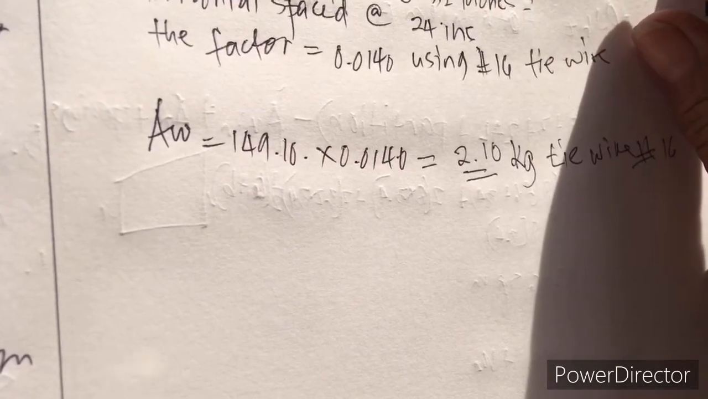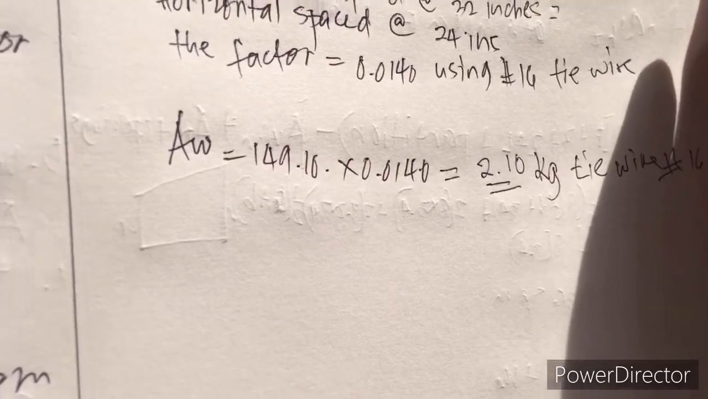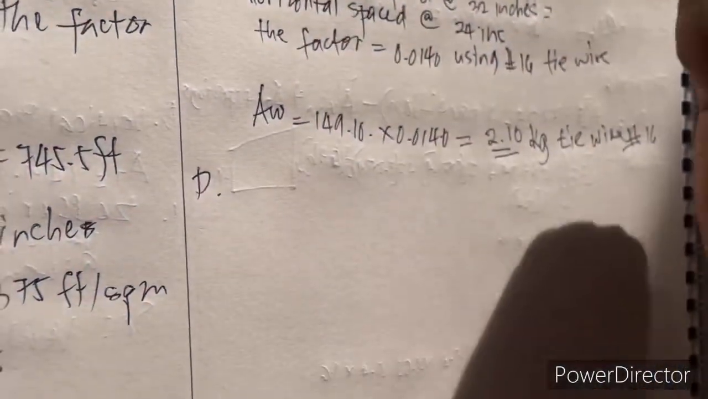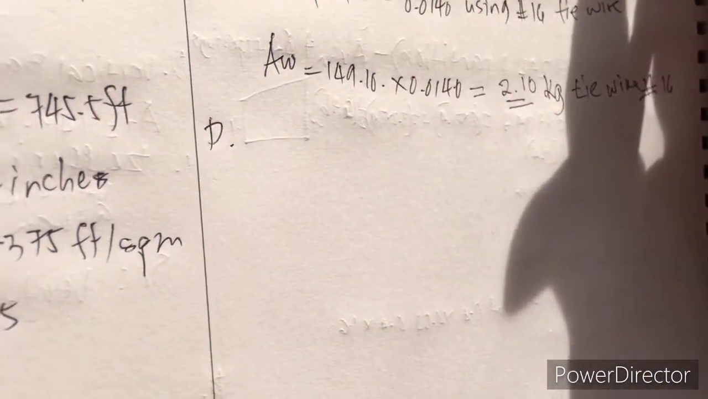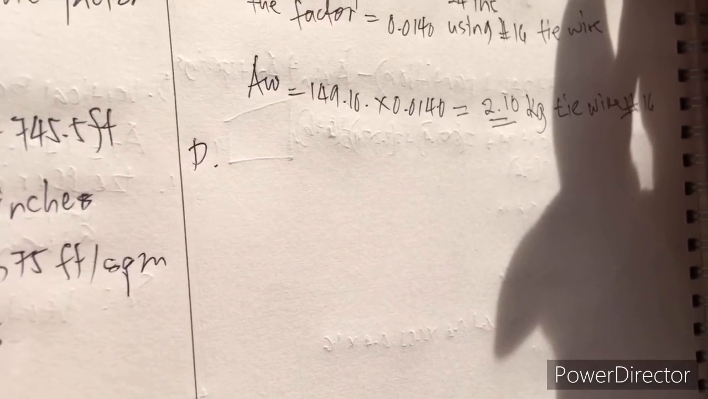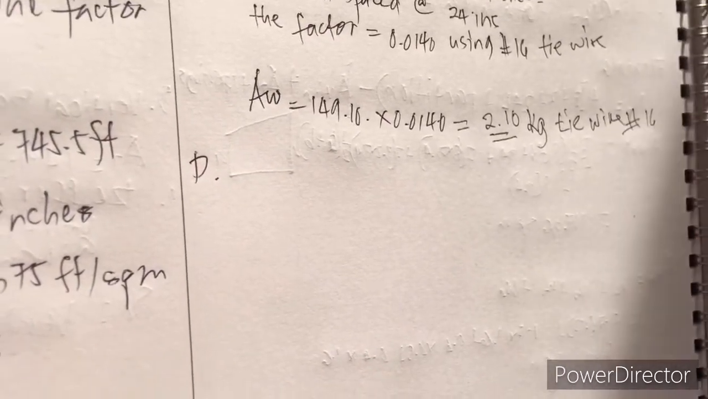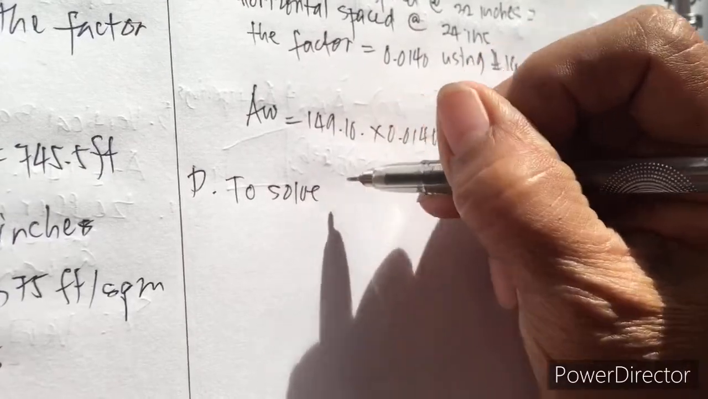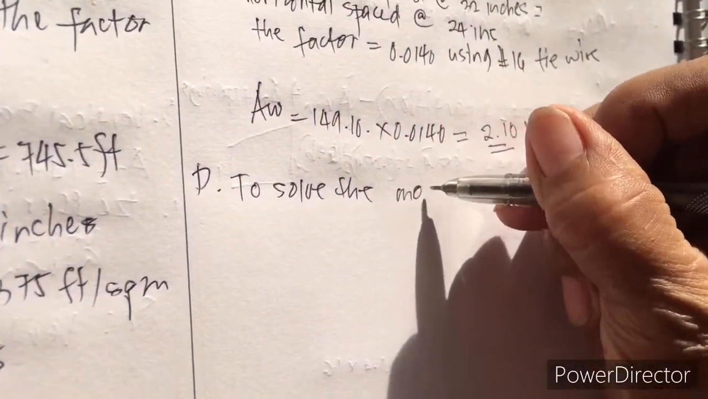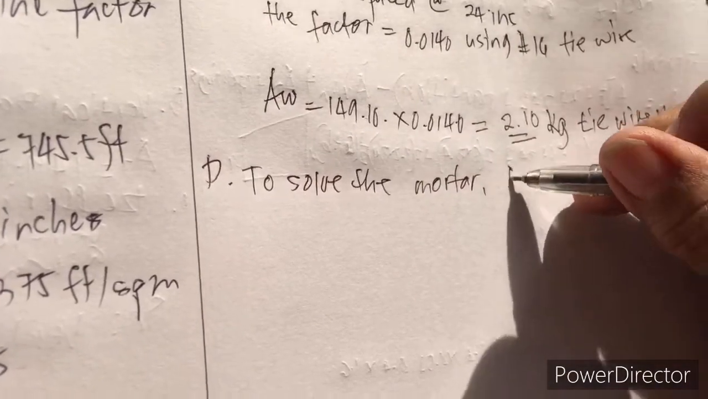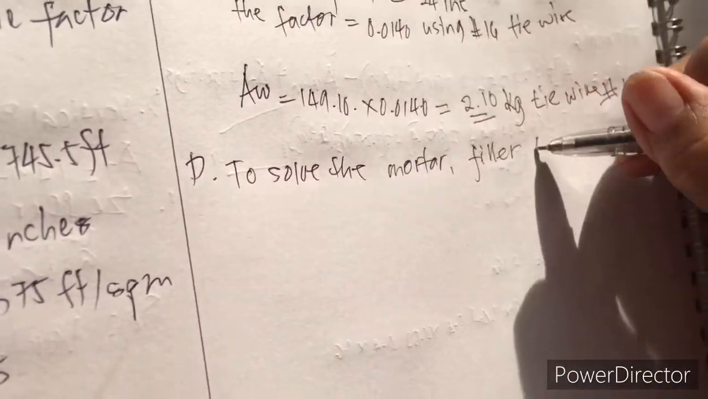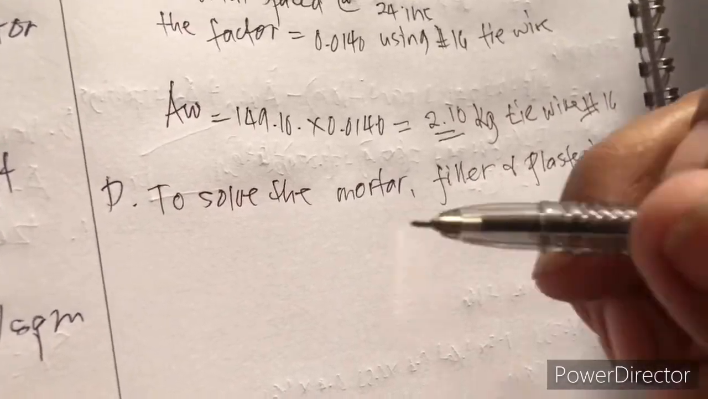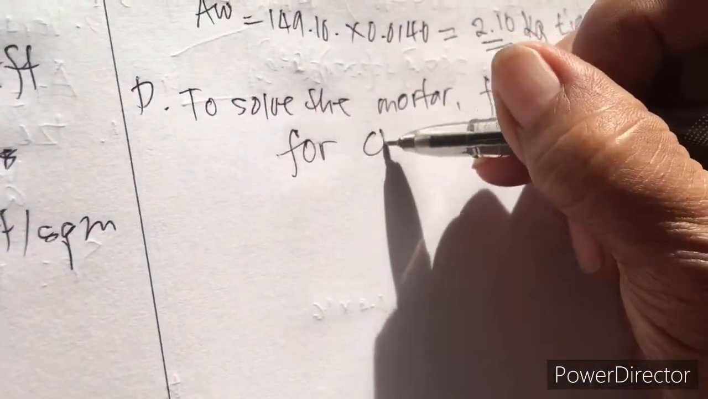Now the mortar, filler and plastering, where it is more complicated. Why letter D? To solve the mortar, filler and plastering for CHB installation. Letter D. To solve the mortar, the filler, and the plastering for CHB.